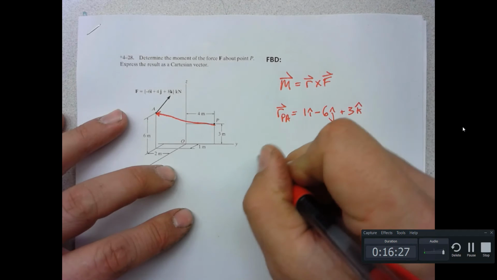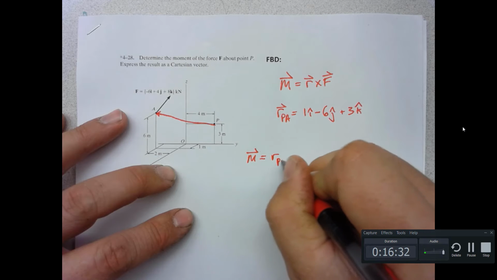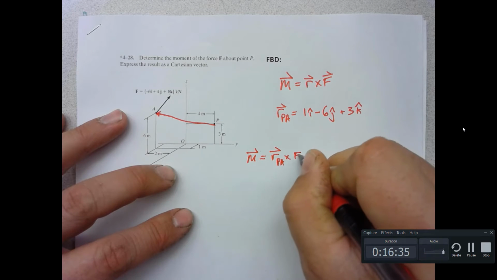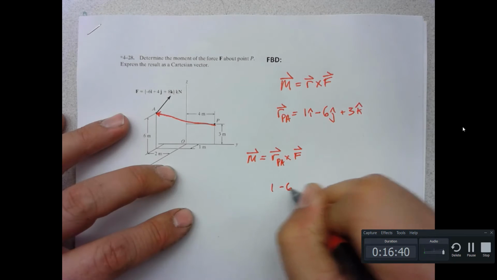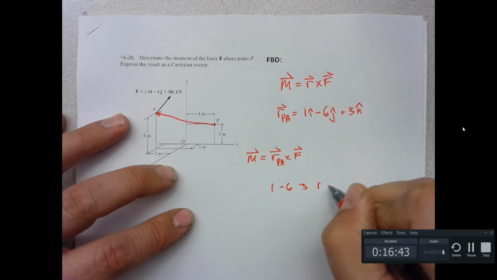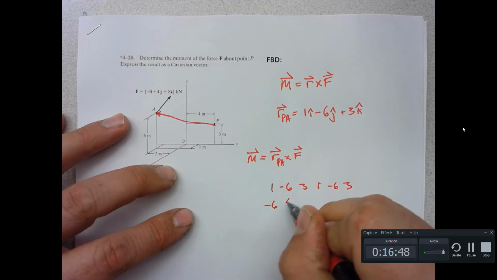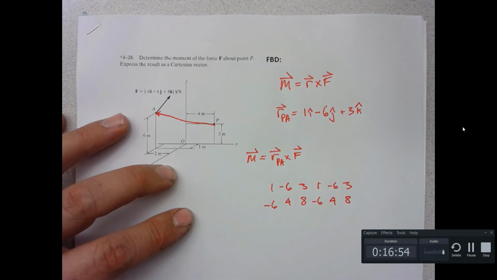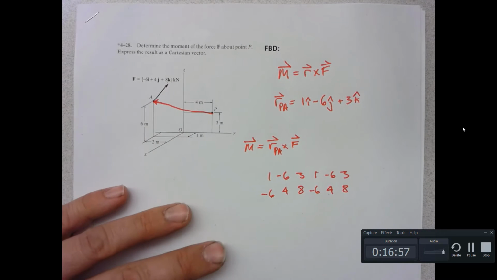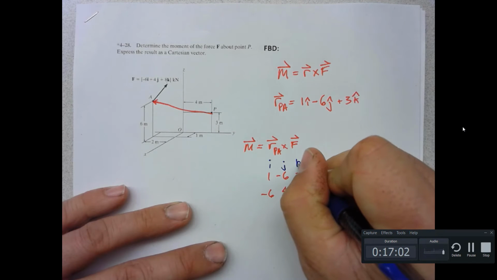So then my moment vector is going to be the cross product of r_PA crossed with F, or 1, -6, 3 and -6, 4, 8. Then we'll throw on our i, j, k.